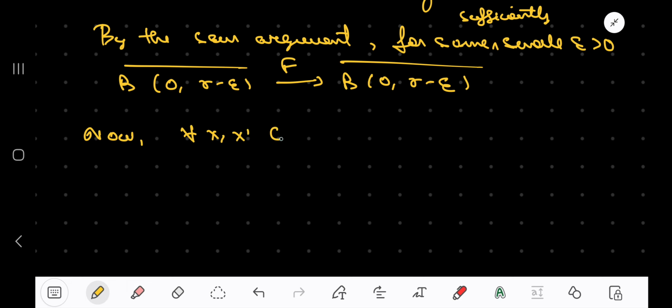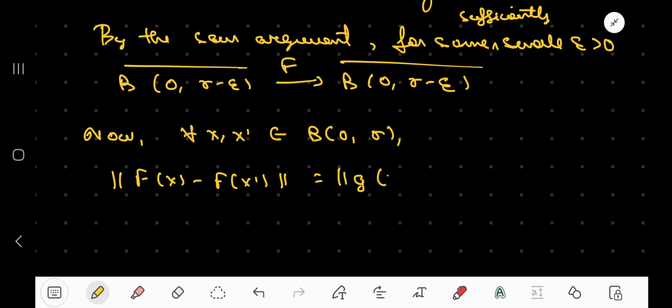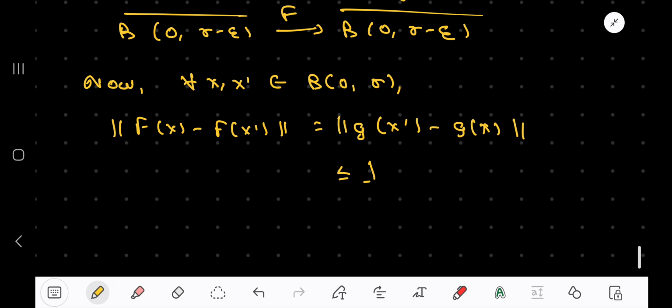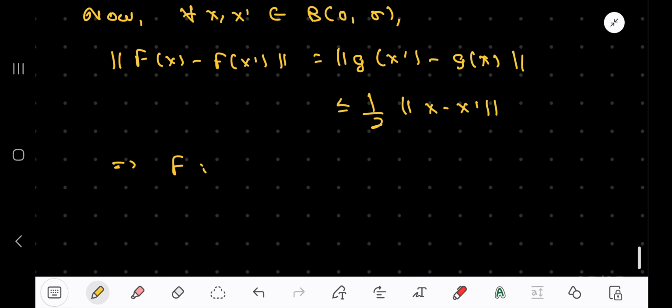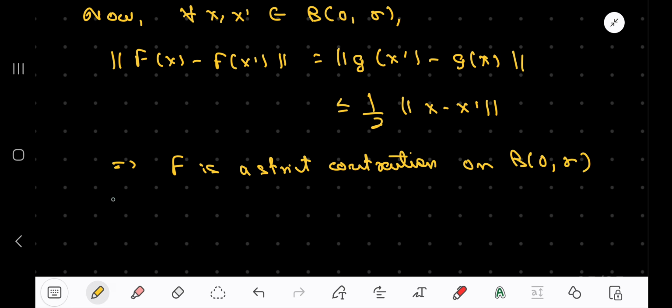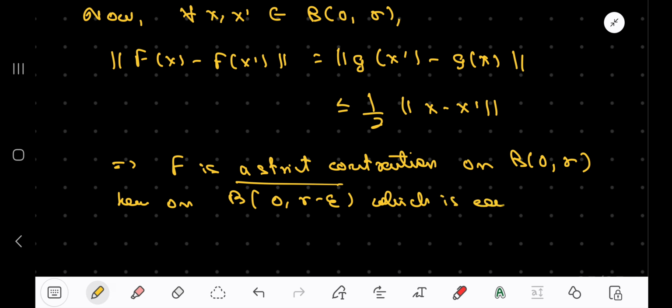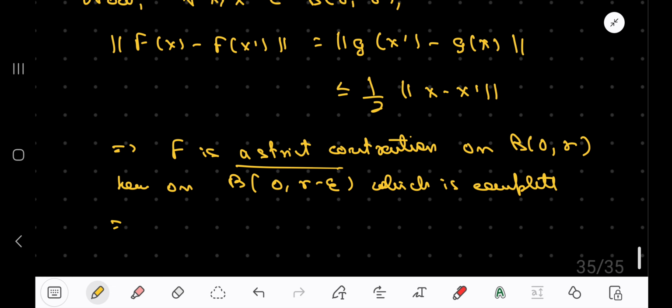Okay. Now for all x prime in B(0, R), the norm of f(x) minus f(x prime) is simply the norm of g(x prime) minus g(x), but then this is less than or equal to half times the norm of x minus x prime, which implies f is a strict contraction on B(0, R), hence on the closure of B(0, R minus epsilon), which is complete. Hence f has a fixed point.